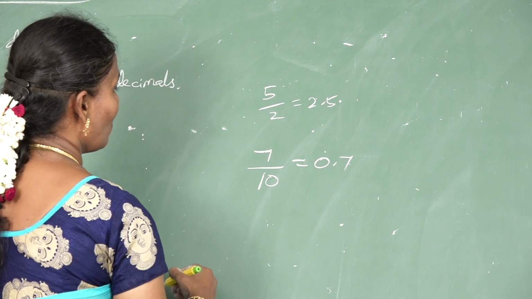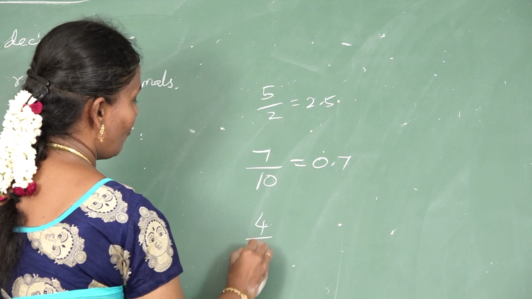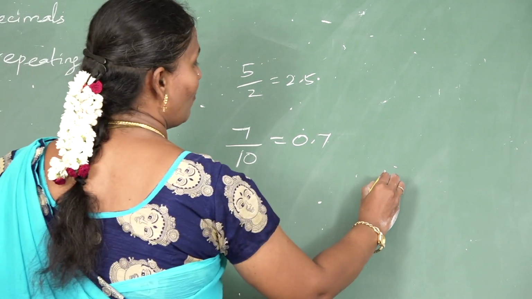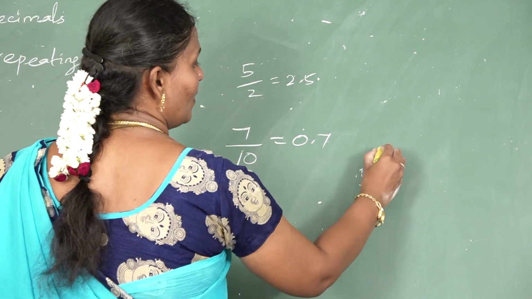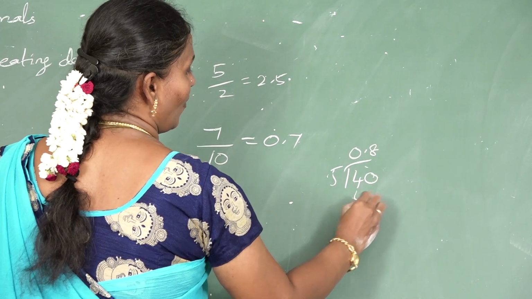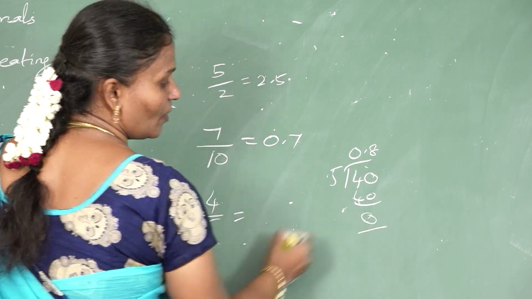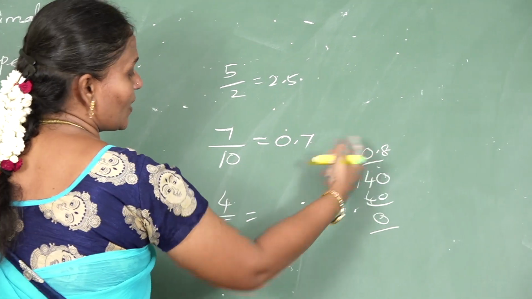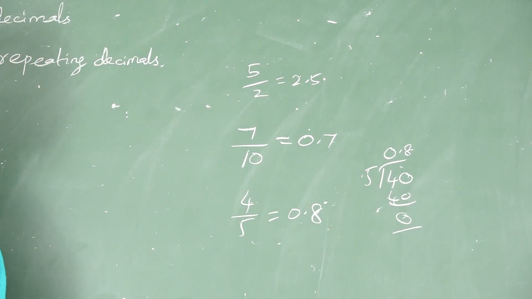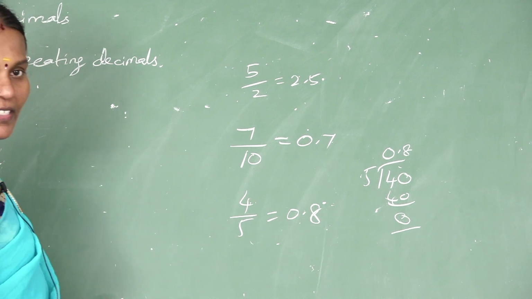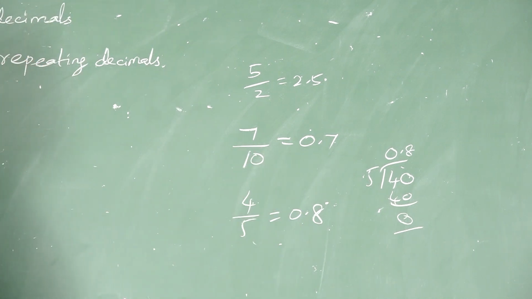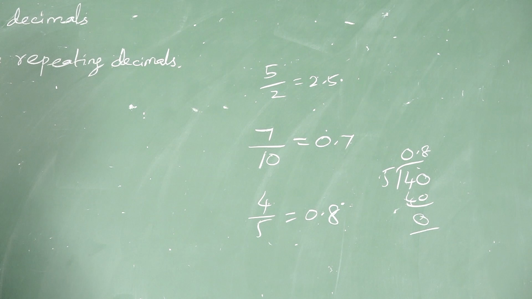Then we see 4 by 5. 4 divided by 5. So that is not possible, so here 40. 8 5s are 40. Now here comes 0. So here also the decimal ends. So 4 by 5 is 0.8. Understand? So these decimal numbers are called terminating decimals because the decimals end.